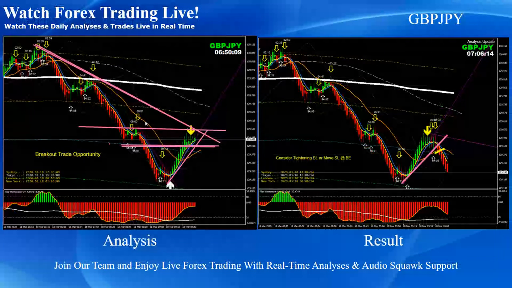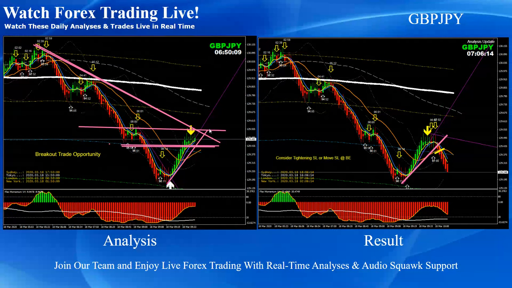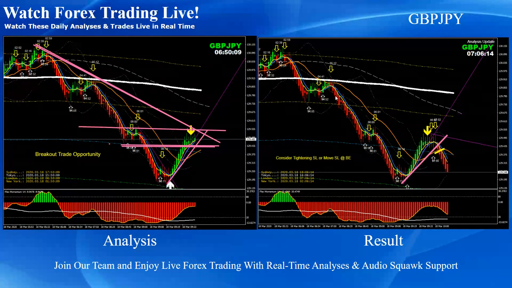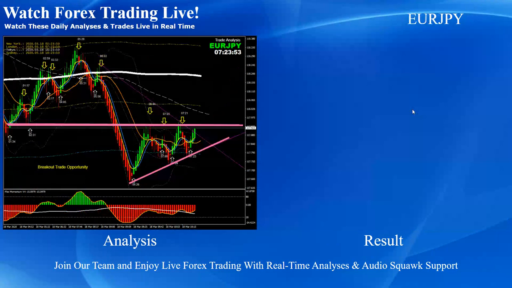Okay, so just to recap, these are the intraday analysis with the live audio commentary support. As you can see, on the left-hand side is the analysis, the right side is the trade taken based on that analysis. So Pound Yen, as mentioned this morning, look for the breakout. As you can see, the price nicely broke, and as soon as the price was about to hit the Bollinger Band, we explained it's time to consider tightening your stop loss or moving your stop loss to break even on Pound Yen. Beautiful breakout short trade.